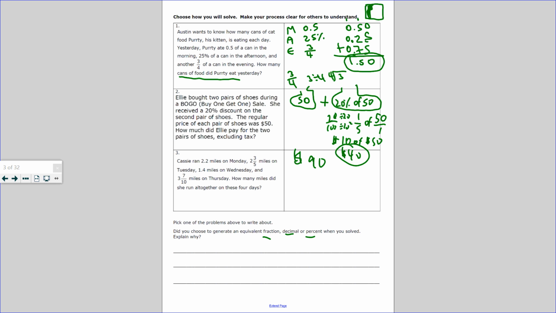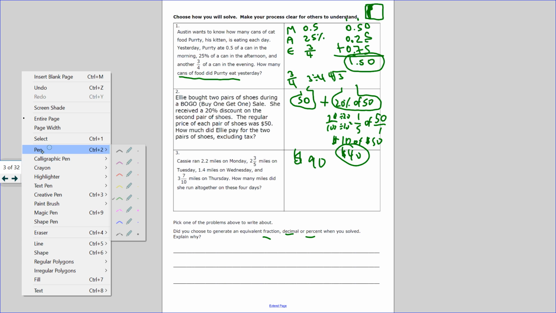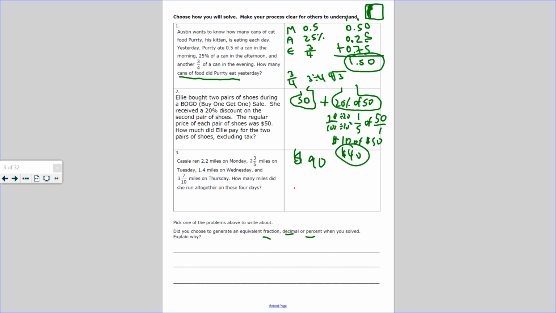And the last one, Cassie ran. You know what? I'm running out. Whoops. I am running out of space right here. So I'm going to use a different pen color first of all. On Monday, she ran 2.2 miles. On Tuesday, she ran 2 3/5. On Wednesday, she ran 1.4 miles. And on Thursday, she ran 3 7/10. How many miles did she run all together?